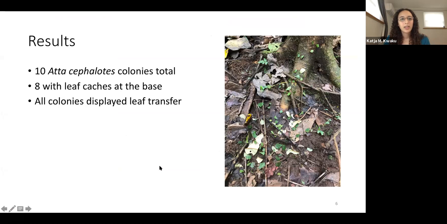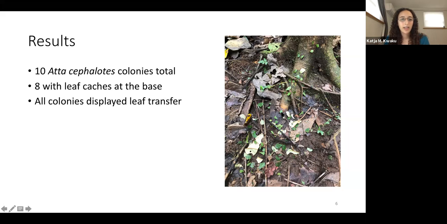And we were able to do this procedure for 10 Atta cephalotes colonies in total, and 8 of them had leaf caches at the bottom. Here's a better view of a leaf cache. And for the 2 that didn't have a leaf cache, we decided that the base would end about 0.2 meters away from the end of the roots, so that the bases were all roughly the same length.